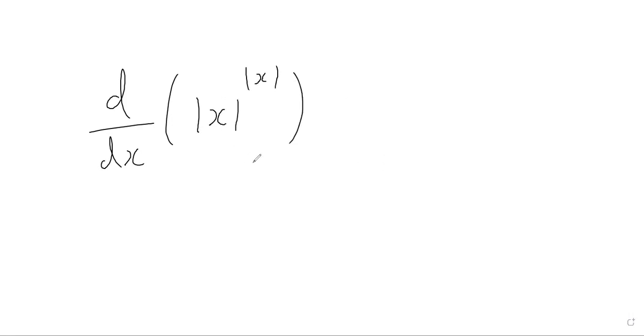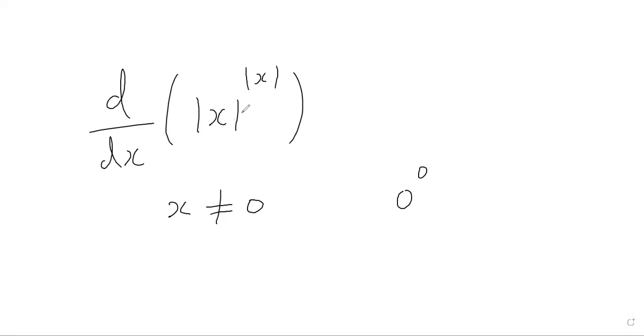Hello, so in today's video, we're going to find the derivative of the function, the modulus of x to the power of the modulus of x. So I guess the key thing to start off with is to realize that this function is not defined for x equal to 0. That's because when you do 0 to the power 0, that's not a defined quantity, really. There's no real definition of that or consensus on what that is.